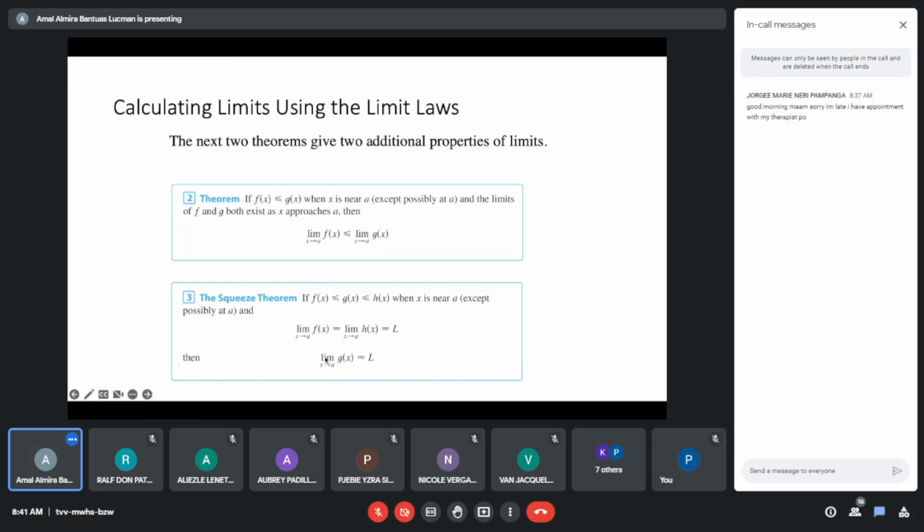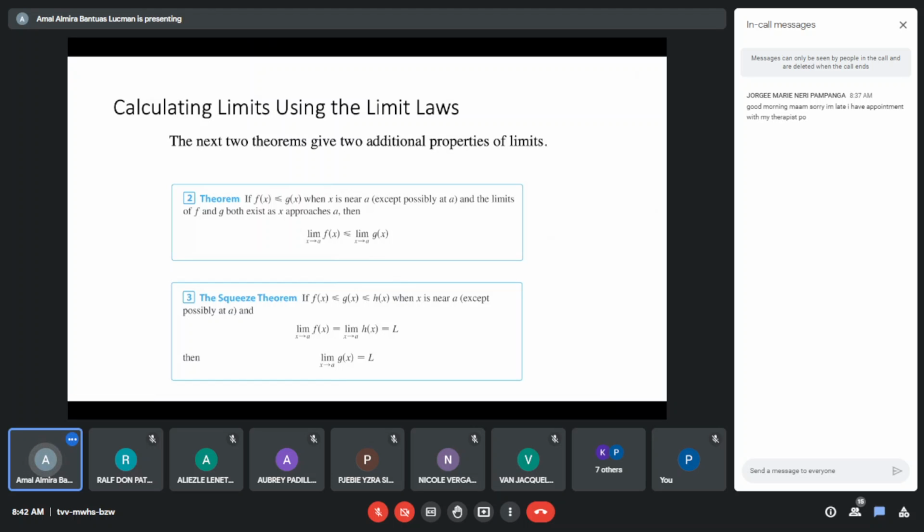Now, the squeeze theorem. If f of x is less than or equal to g of x, which is less than or equal to h of x, when x is near a, except possibly at a, and the limit of f of x is equal to the limit of h of x, which is equal to L, then the limit of g of x, kay tunga-tunga man siya, would be equal also to L. If f is less than g is less than h, but the limit of f is equal to the limit of h, automatically because g is in between, the limit is squeezed. That is why we call it squeeze theorem.